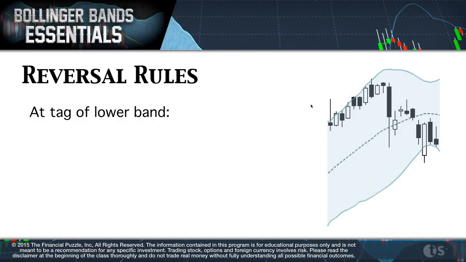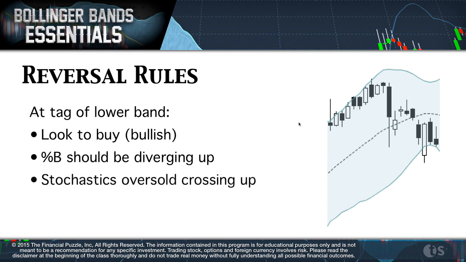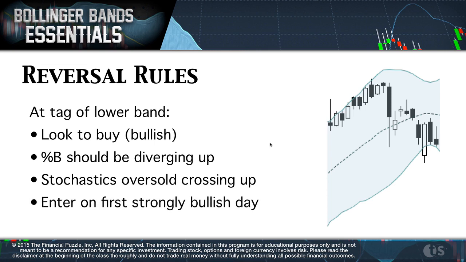Now this is the bearish setup. Let's look at the bullish setup. The bullish setup is going to be a tag of the lower band. So the trade comes down, it tags the lower band. We're looking to buy or to enter a bullish trade, whether that be buy calls, do a bull put spread, or any other kind of bullish trade here. Your percent B should be diverging up and your stochastics oversold and crossing up. And then finally, we're going to enter on the first strongly bullish day, and of course flip around and set a stop based on your parabolic.